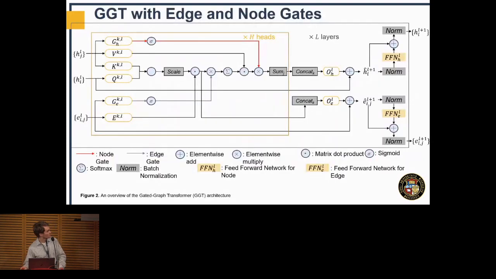So here's an overview of the actual gated graph transformer architecture itself. So in particular, note it starts from left to right. On the left, we have h sub ij. Can we see that? No, we can't see the cursor. So h sub ij just means the neighbor of node i. So h sub i would be the node features for node i.